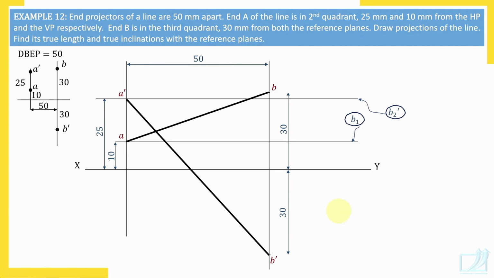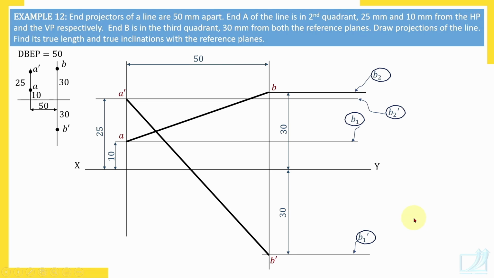So draw horizontal and vertical lines through the labeled points. So through B a horizontal line. Which other point is on this line? B2. B and B2 lie on a horizontal line. Through B dash a horizontal line. Which other point is on this line? B1 dash. B dash and B1 dash lie on a horizontal line.